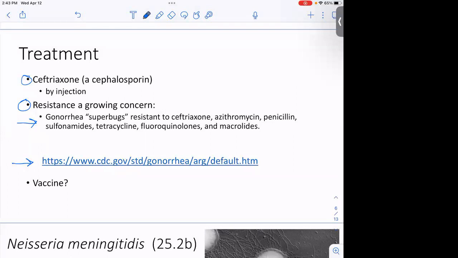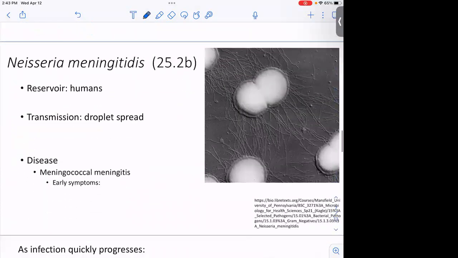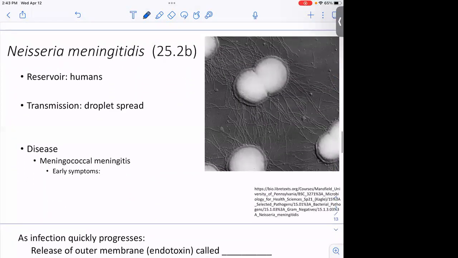Okay, do we have a vaccine? No, no vaccine. It changes too quickly. Again, diseases that we can get over and over again, we usually don't have good vaccines for. It's those things that you get once and then you typically never get again, that have good memory, that we have vaccines for.